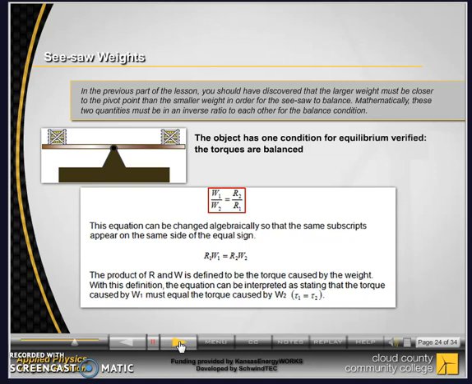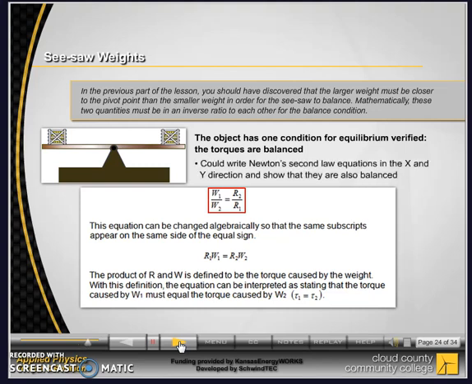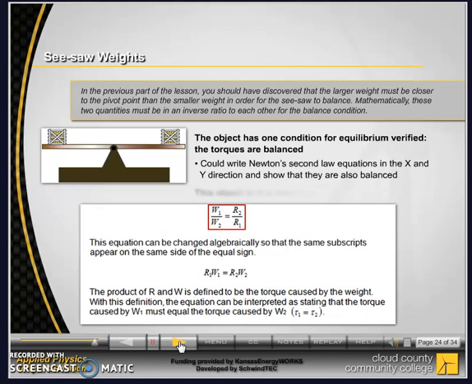The object has one condition for equilibrium verified, that being that the torques are balanced. Additionally, we could write Newton's second law equations in the x and y direction and show that they are also balanced. Hence, this object is in a state of static equilibrium.